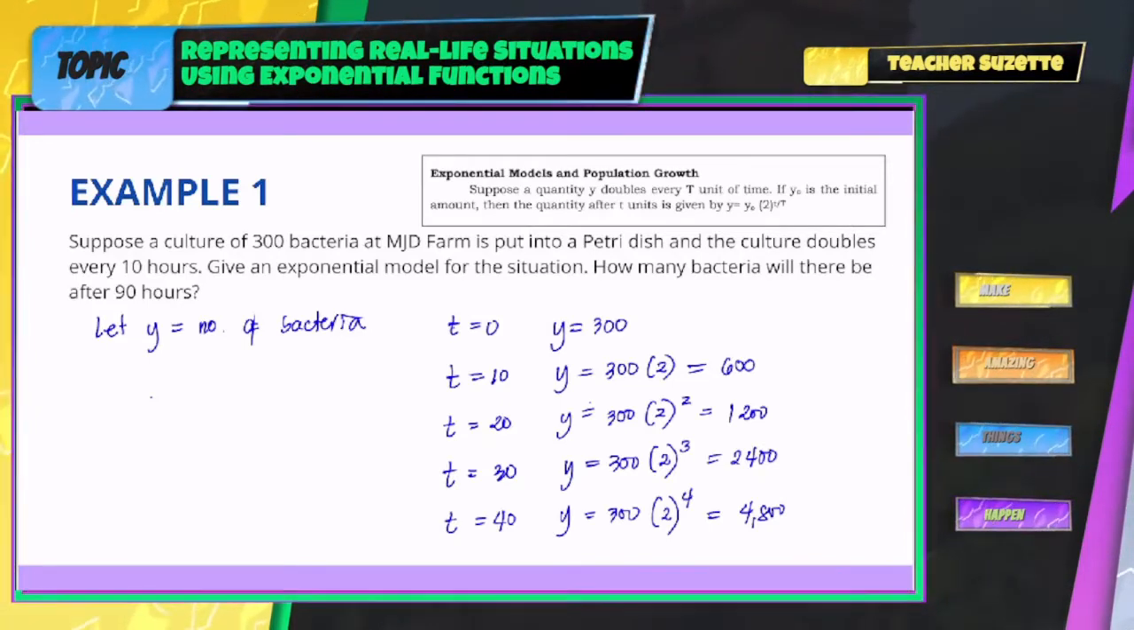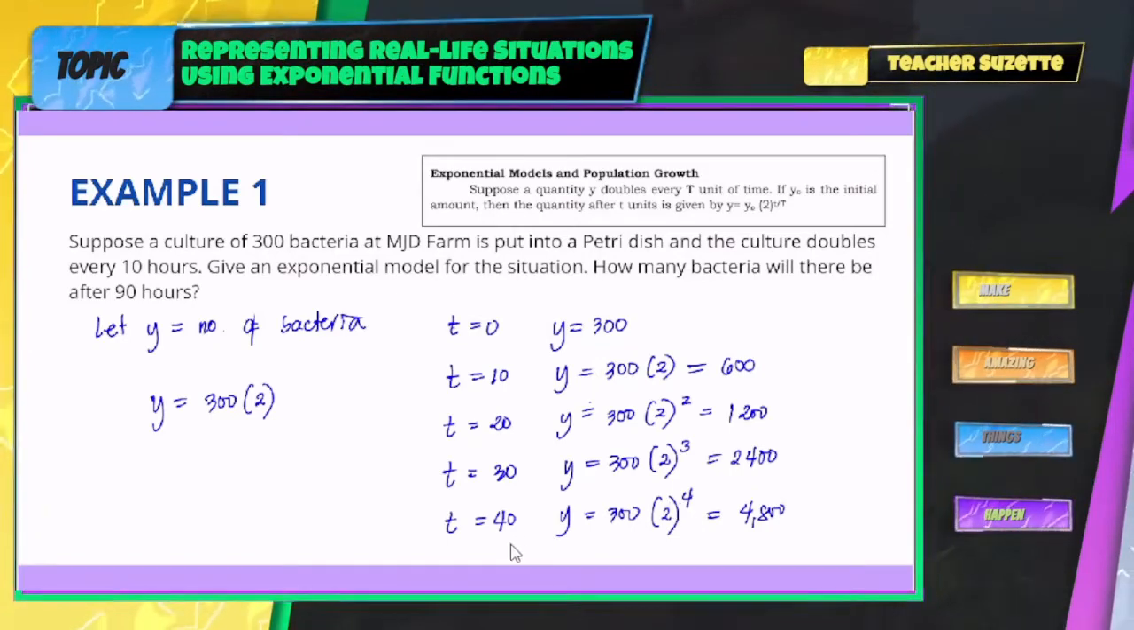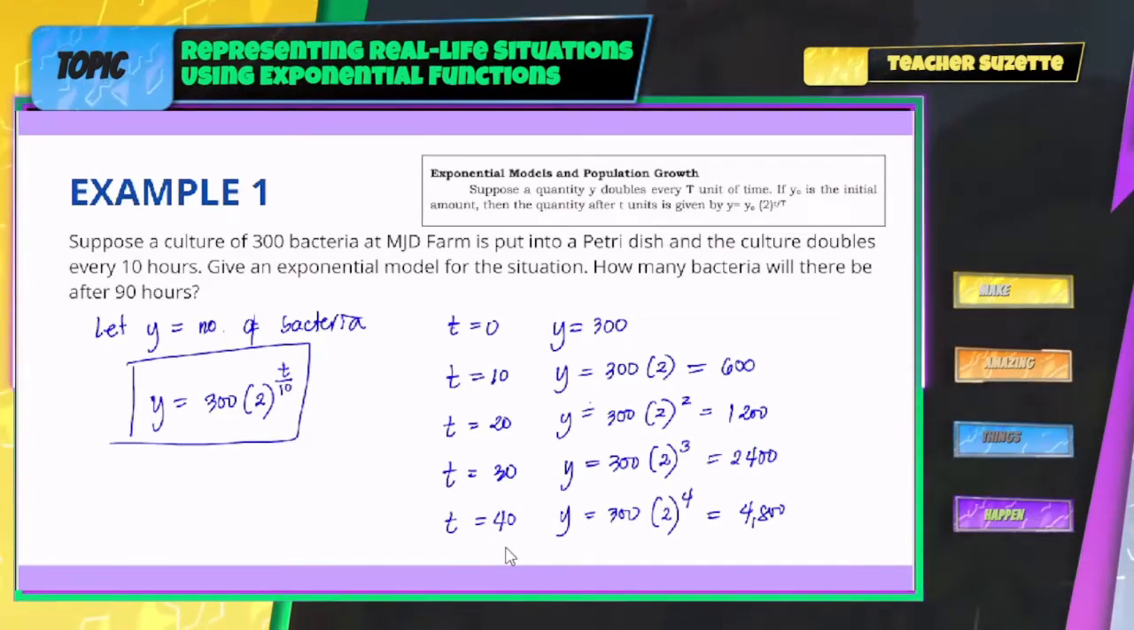So, how will we represent our exponential model for this situation? We can say that y is equal to 300 times 2 raised to... You notice that the exponent 2 comes from our time of 20, 3 from our time of 30, and 4 from our time of 40. So, what happens is that we just divide our time by 10. Therefore, y = 300 times 2 raised to t over 10 is our exponential model for example number 1.